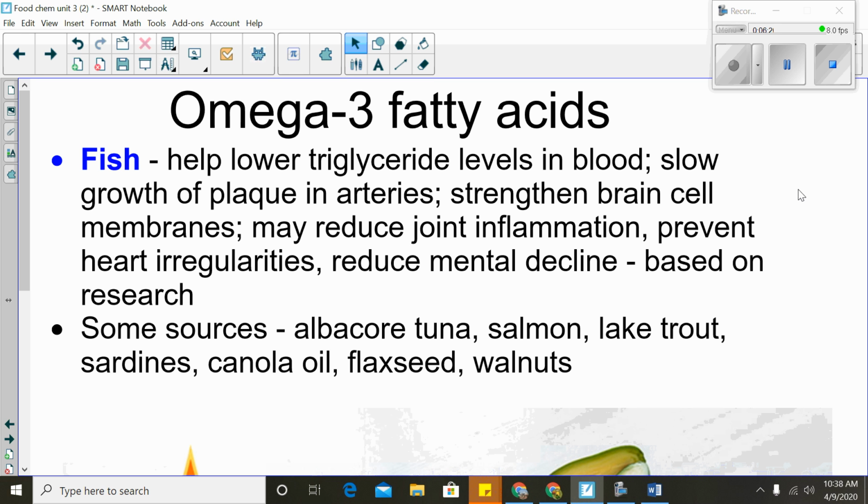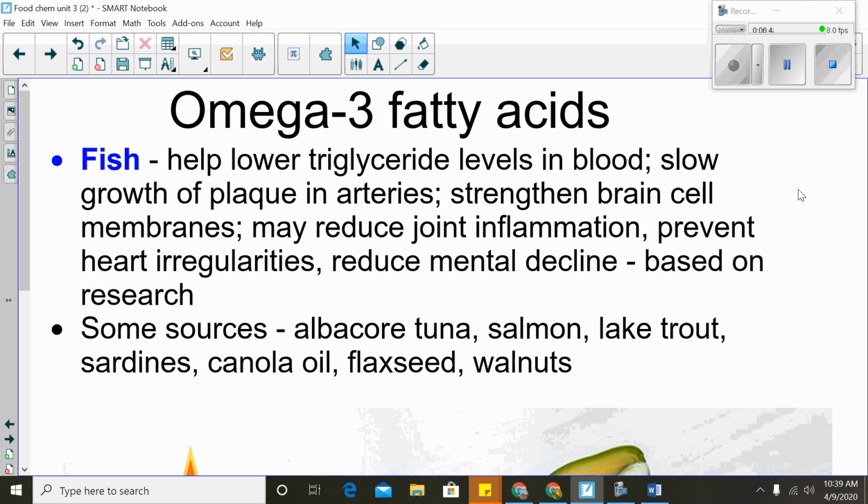Omega-3 fatty acids are good for you. The main source is fish. What they do for you that's so good is they will help lower your triglyceride levels in the blood. They'll slow the growth of plaque in your arteries, and we'll talk about that next. They strengthen brain cell membranes. They may reduce joint inflammation, prevent heart irregularities, and reduce mental decline.